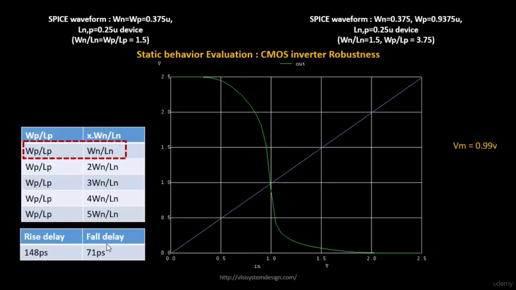Similarly, we'll do the same thing for all this set of combinations. I know it's tedious work, but we need to do it. We'll plot a table specifying the value of your switching threshold and the values of your rise and fall delay, and eventually deduce a conclusion about the CMOS inverter robustness. So let's try to do all this in the next video. Thank you.